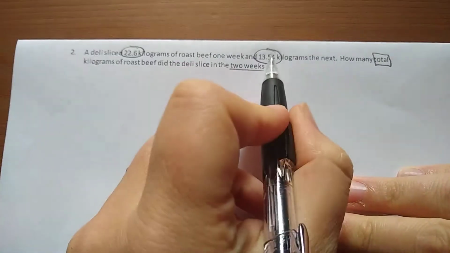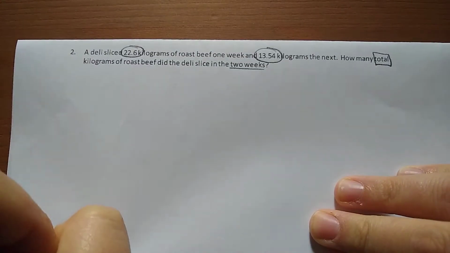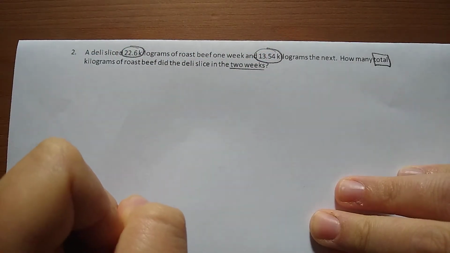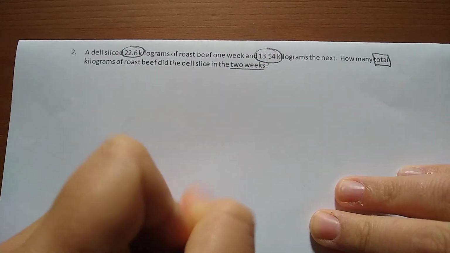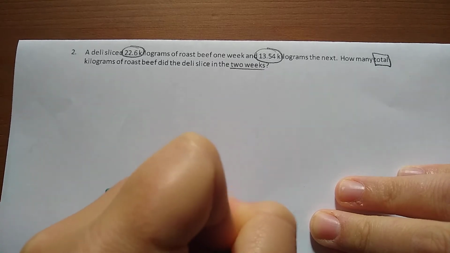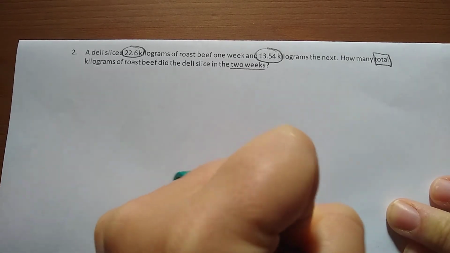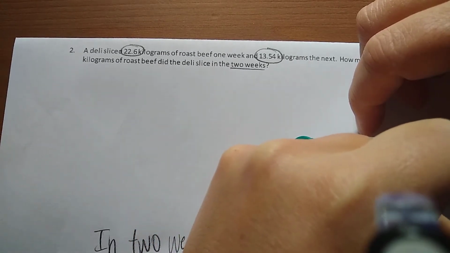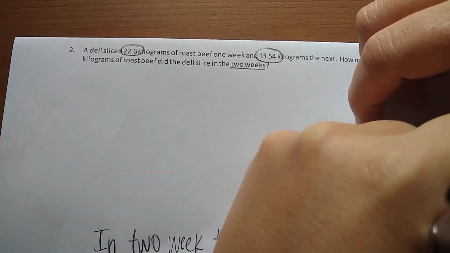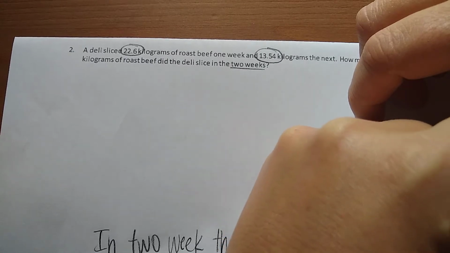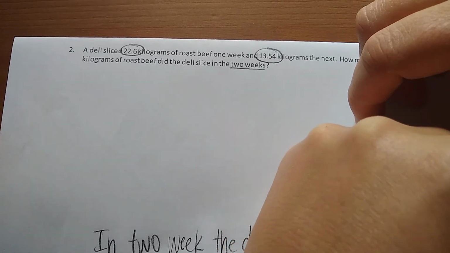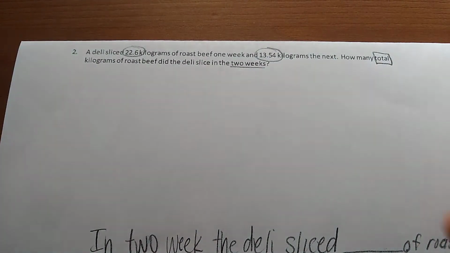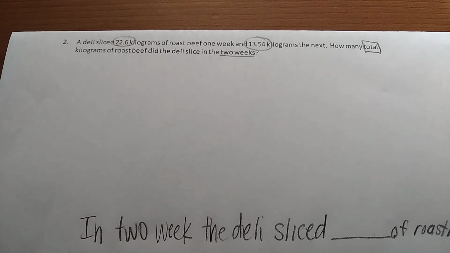So we have week 1, we have week 2. So in 2 weeks, remember we turn our question into a statement. So in 2 weeks, the deli sliced blank kilograms of roast beef. And just remember, guys, if you had paused the video and wrote your own sentence and it looked slightly different but meant the same thing, it would still be correct.